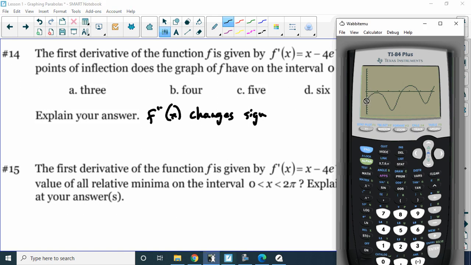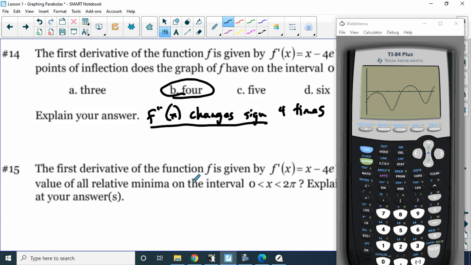So the slope of this graph is positive, and now it's negative. So I have a point of inflection right there. Now my slope's negative and then positive. I have a point of inflection here, and another one here, and another one here. I have 1, 2, 3, 4 points of inflection from 0 to 2 pi. Explain your answer as long as you're stating that we are looking for a change in sign in the second derivative. That should be good there.